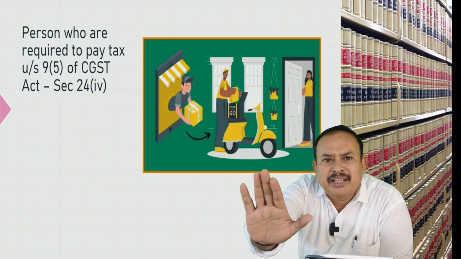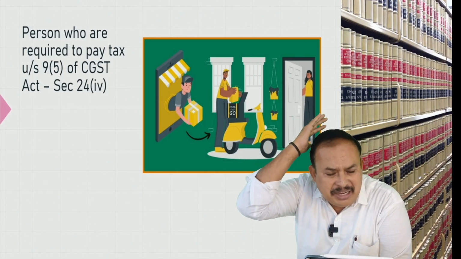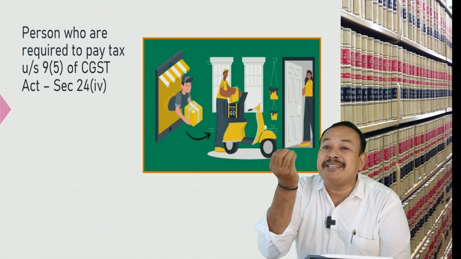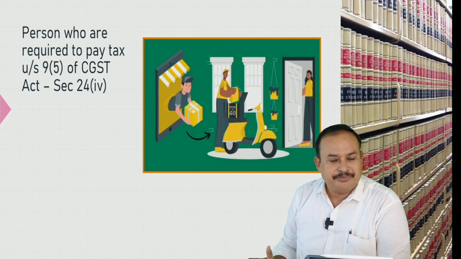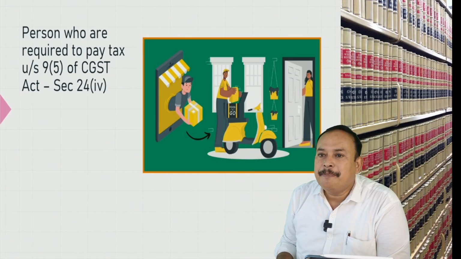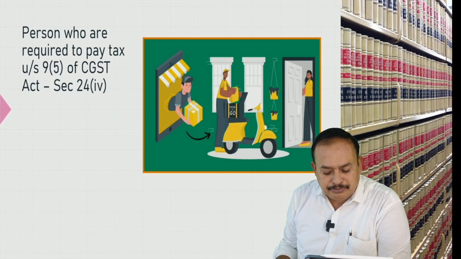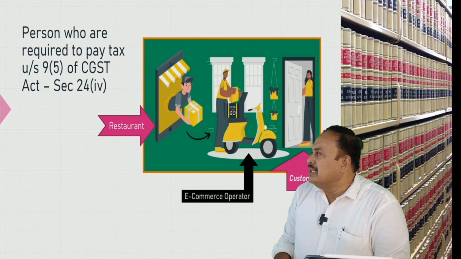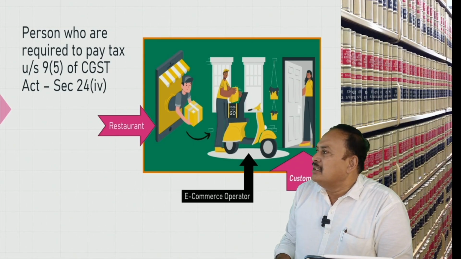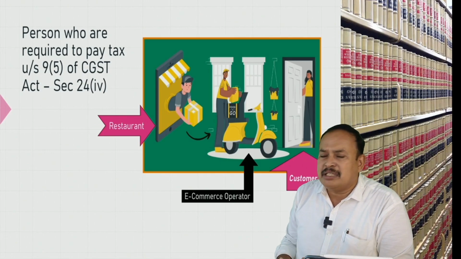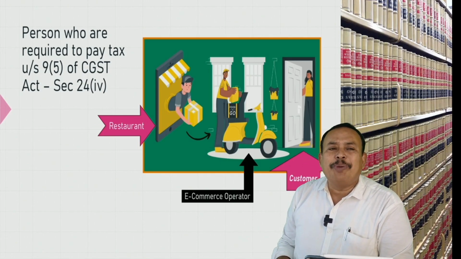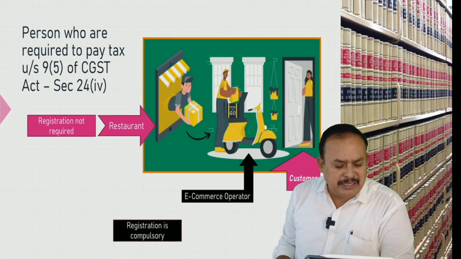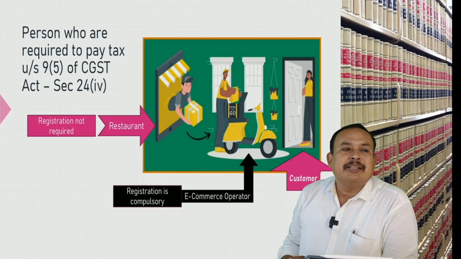A detailed study with regard to section 9.5 and the reverse charge chapter. For the timing, you understand. For whom is registration compulsory? Is that clear? Further, look here. In the given case, the e-commerce operator, restaurant or customer, both are not liable to pay. Who is liable to pay GST? The e-commerce operator. For him, registration is compulsory. Is it clear, my dear friends?